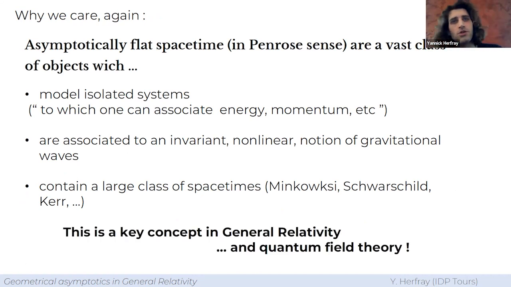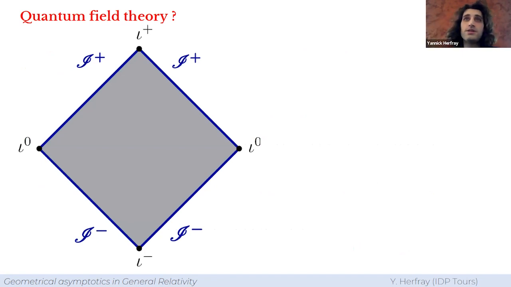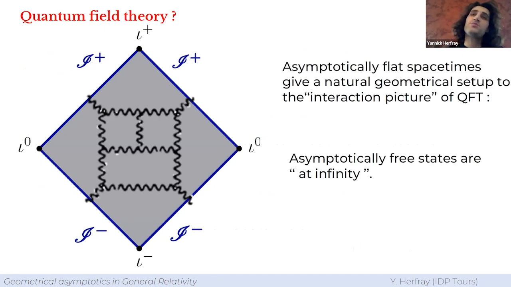Also, surprisingly or not, depending a bit on your peace of mind, it's also a useful notion in quantum field theory. Why is that? It's really because these spacetimes give you a natural geometrical realization of the interaction picture of quantum field theory. You have this idea in QFT that you are preparing states which are free back in the past and out in the future, and that you're going to use the interaction picture to turn on interaction in the bulk and use perturbation theory to make sense of the interaction.